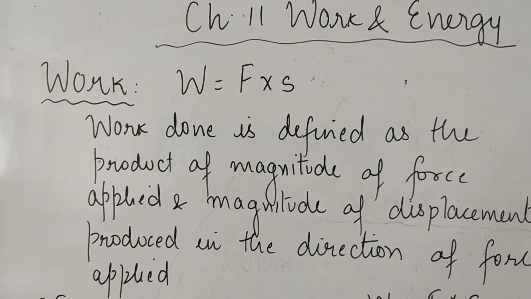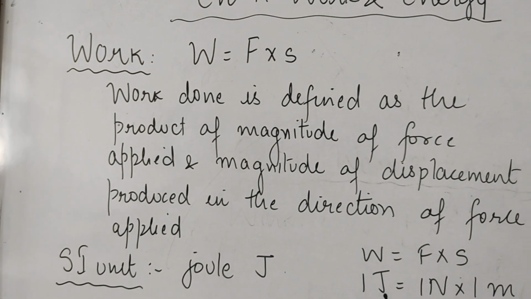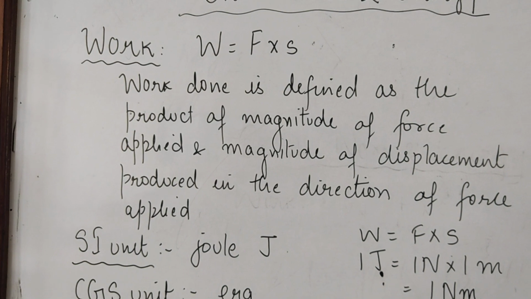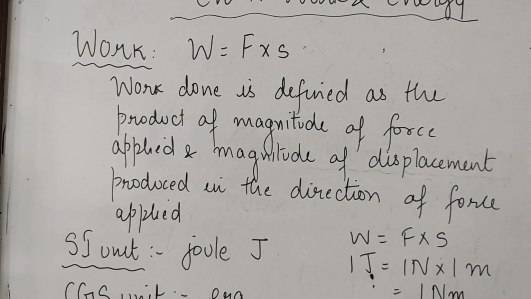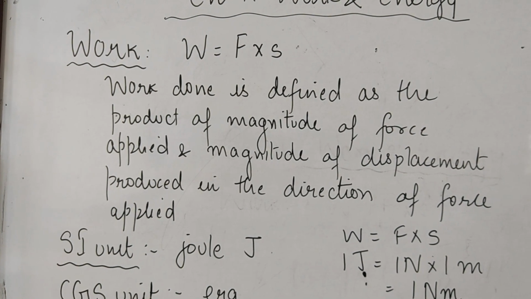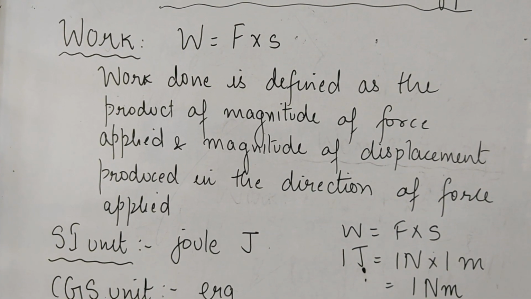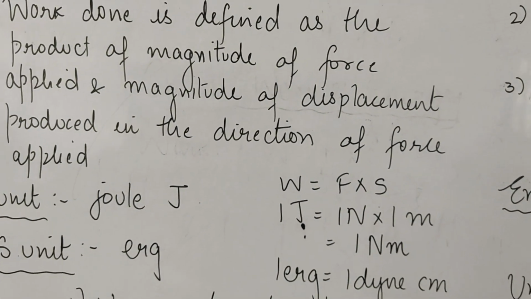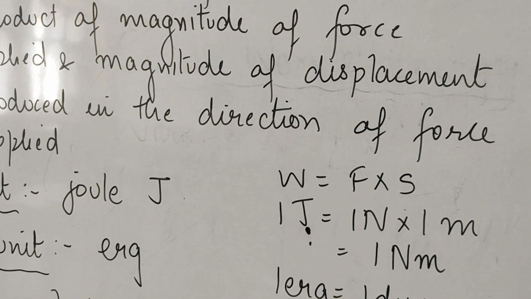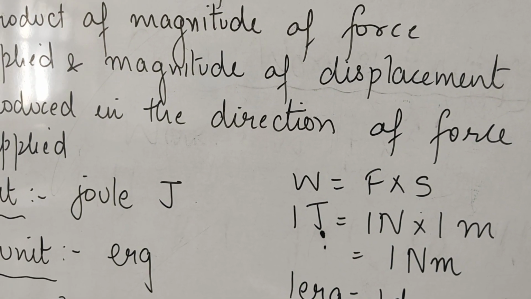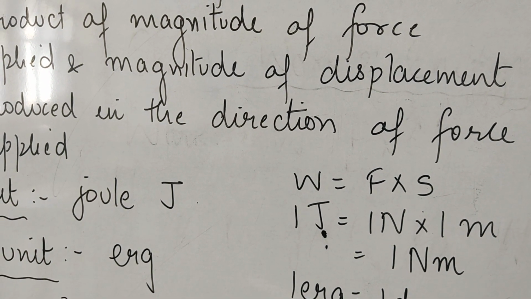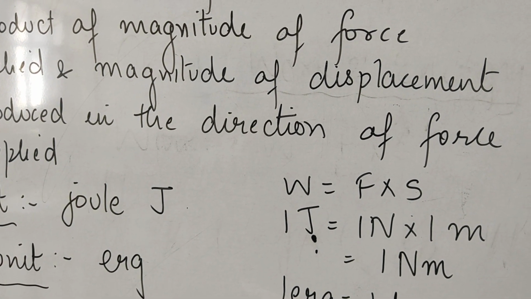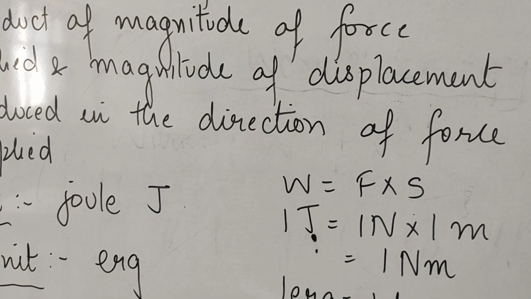Now, let us see the SI unit of work. The SI unit of work is Joule, and from the formula W = F × S, by putting the SI units of F and S, we get 1 Joule = 1 Newton meter. From this equation, you can also define the SI unit. Work done is said to be 1 Joule when 1 Newton of force is applied and 1 meter displacement is produced in the direction of force applied.